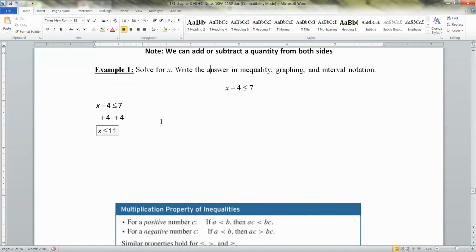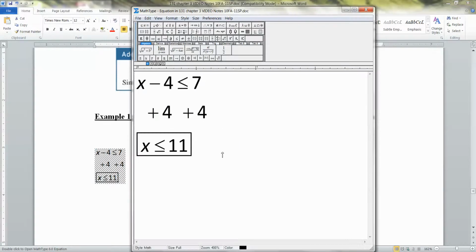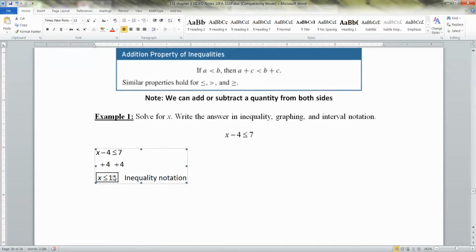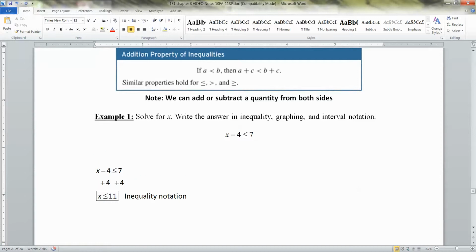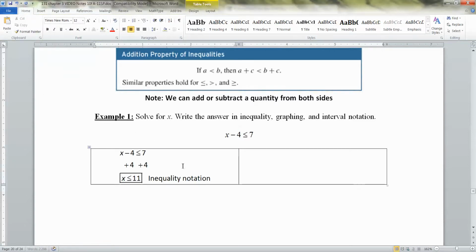Now, it says to write it in inequality, graphing, and interval notation. Well, we got the inequality notation done. I'll even write it right here. This is inequality notation. It's the one you're most familiar with probably for inequalities. It's where you have one of those four symbols in there. But we also need graphing and interval notation. I'm actually going to do them in that order, and I'm going to make a little table here just so I can have room for my graph.